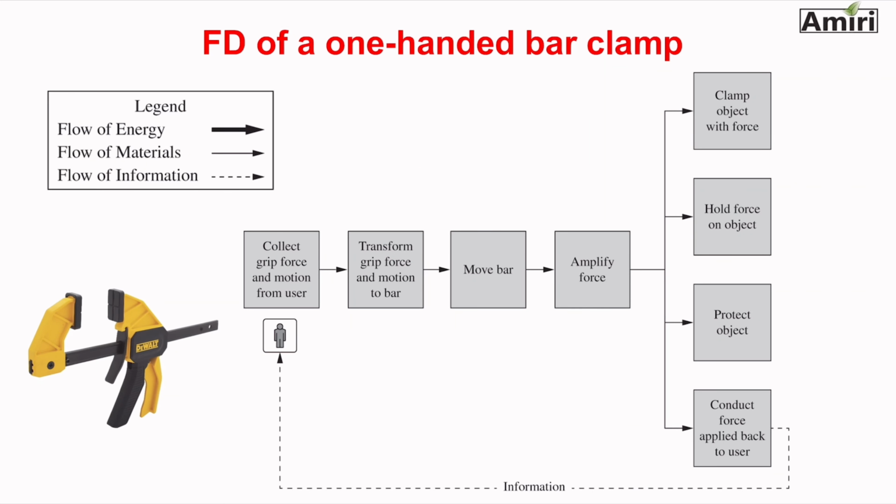It could be a result of developing a function diagram such as this one and generating solutions for your sub problems. Here is a function diagram for a DeWalt one-handed bar clamp. Again, there isn't any flow of energy, but there is flow of material and flow of information, and there is a user interaction between them. Again, keep in mind, everything is a function, and this is not a flow chart.